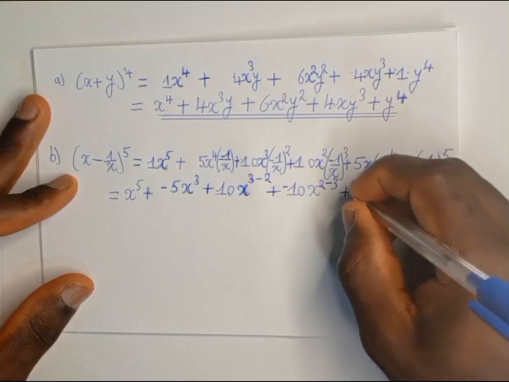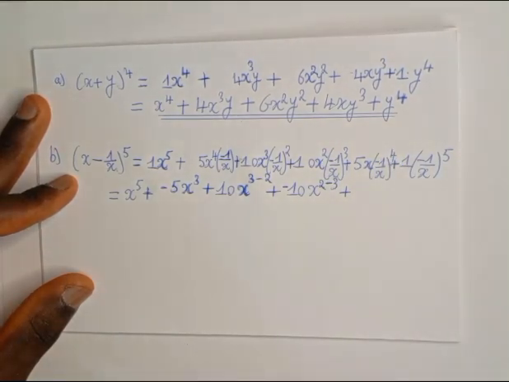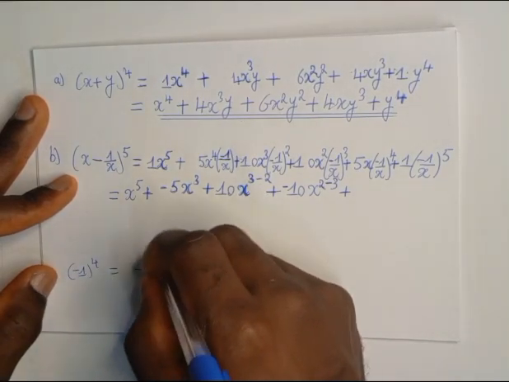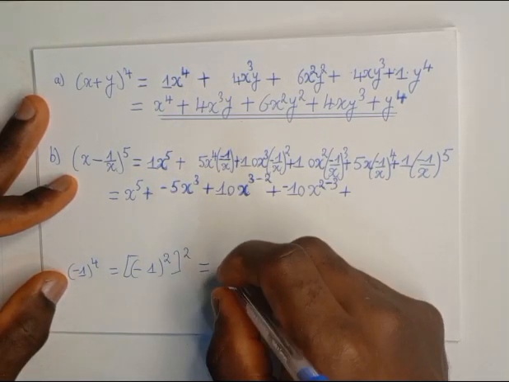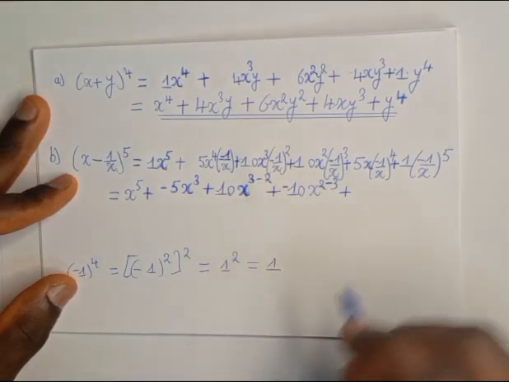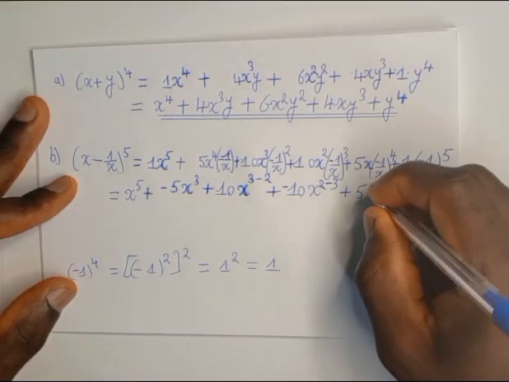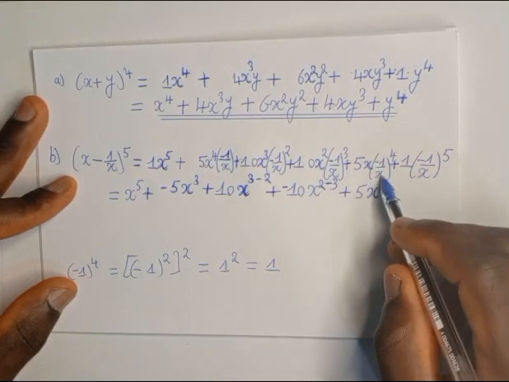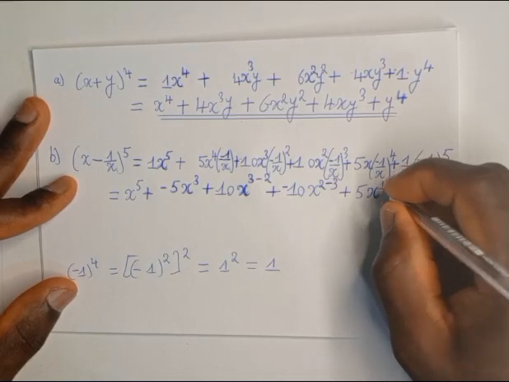plus we have negative 1 raised to the power 4. Take negative 1 raised to the power 4. This is the same as negative 1 squared, all this squared, which is simply equal to negative 1 squared is 1. 1 squared is equal to 1. So this will be positive 1. 5 times 1 remains 5 times x. This x, so we have to divide this x by x to the power 4, which is the same as 5 times x raised to the power 1 minus 4.